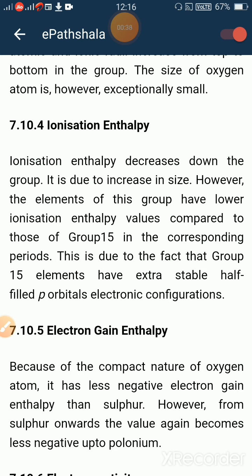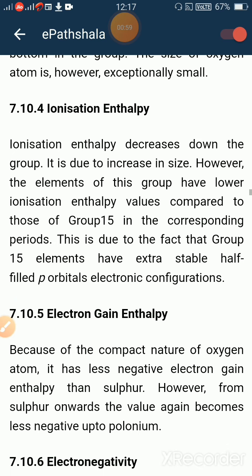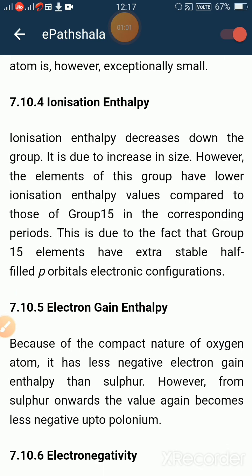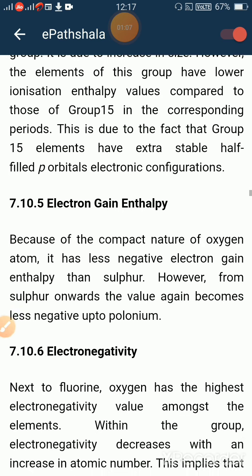Ionization enthalpy. Ionization enthalpy decreases down the group. It is due to increase in size. However, the elements of this group have lower ionization enthalpy values compared to those of group 15 in the corresponding periods. It is due to the fact that group 15 elements have extra stable half-filled p orbital electronic configurations.